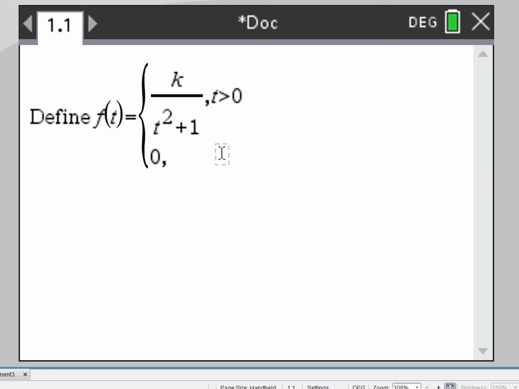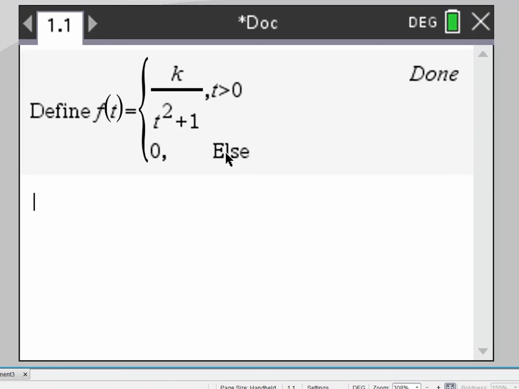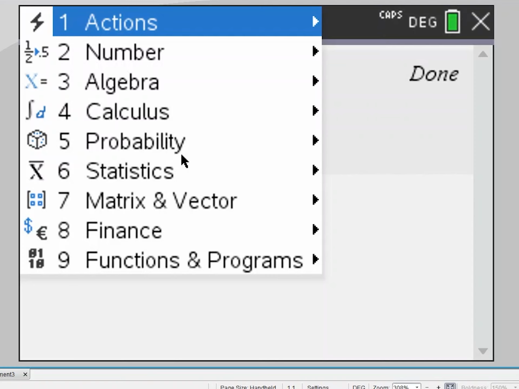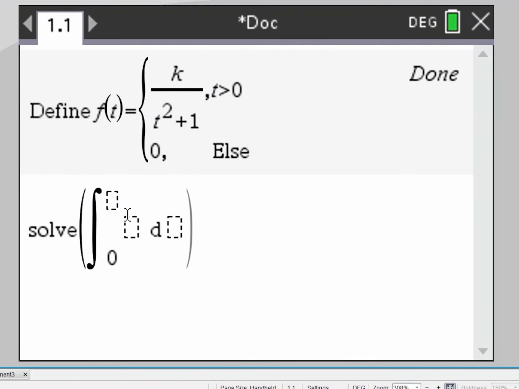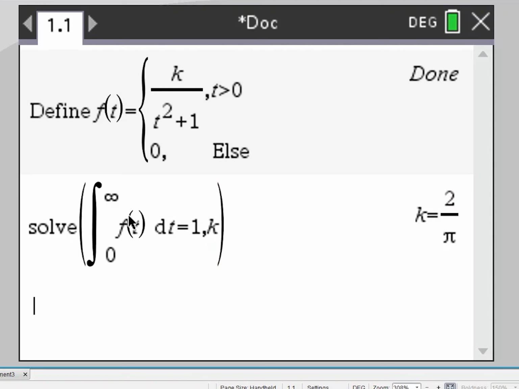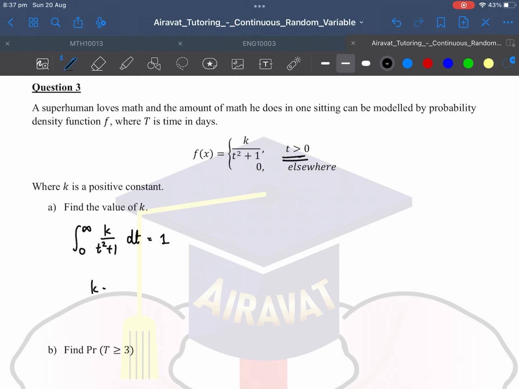Now if you don't write any domain in this box, it's fine, it's just going to take it as elsewhere. So as you can see, it just took it as elsewhere. Now what we can do is to find the value of k. So press menu 3.1 and then menu 4.3, from 0 all the way to infinity, f of t dt equals to 1 comma k, and there you go. So our k is going to be 2 over pi.